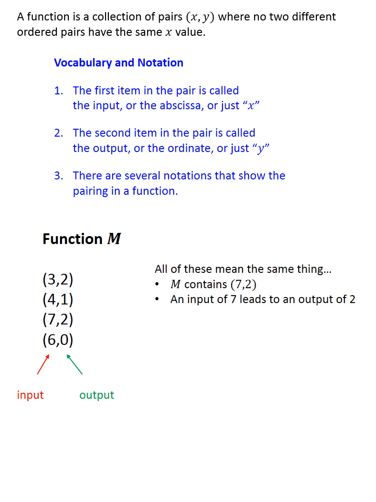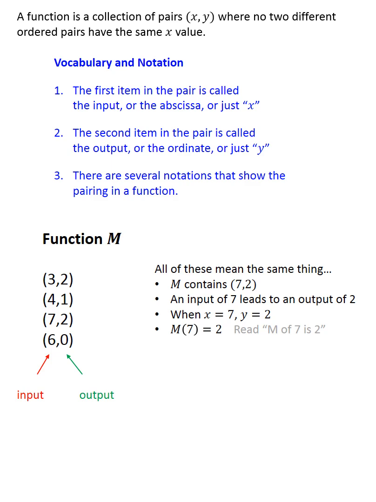Another way to say that is that an input of 7 leads to an output of 2. That means exactly the same thing, and sometimes we use sentences like that. We could also say when x is 7, y is 2. A simpler way of making the same statement. Another way to say it is m of 7 equals 2.